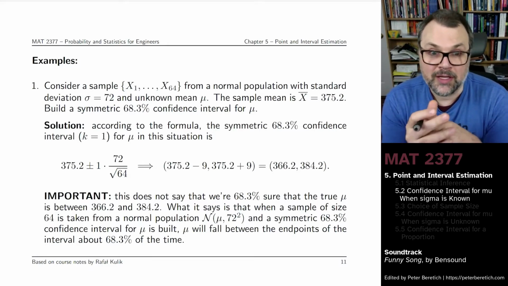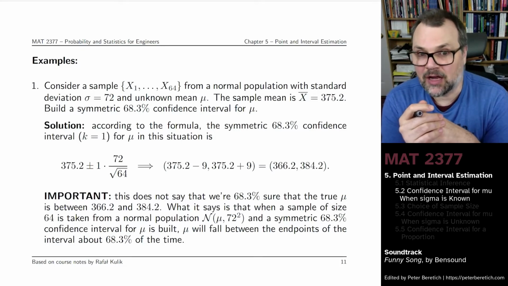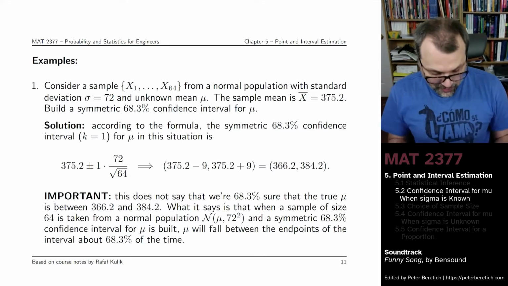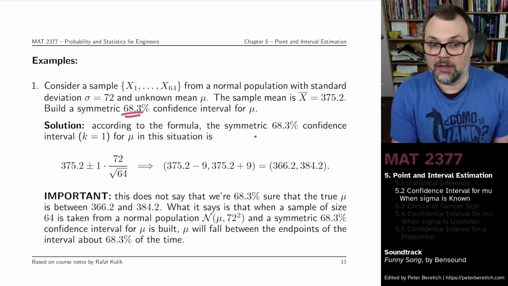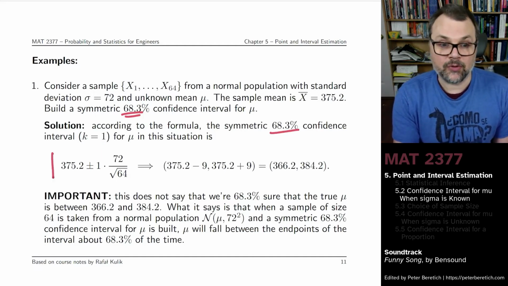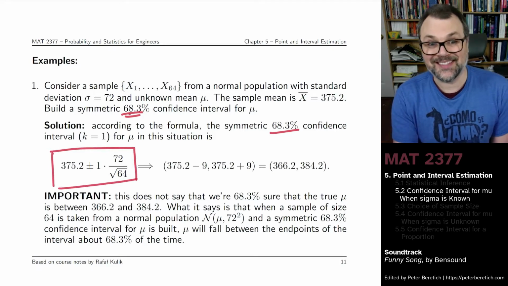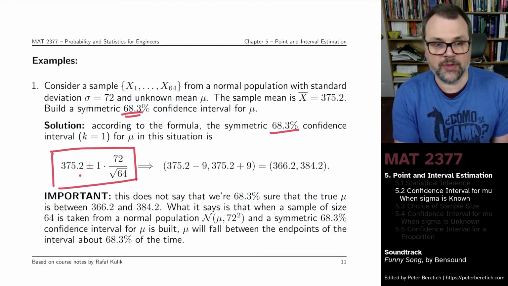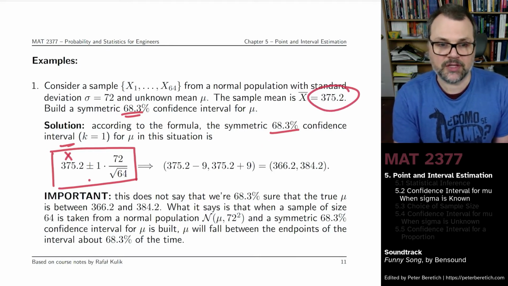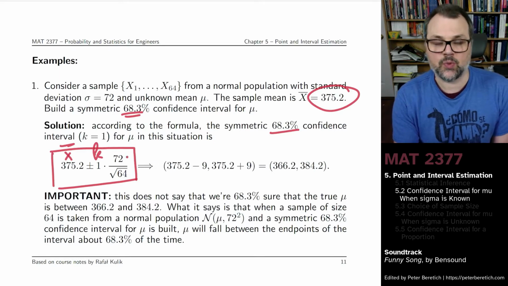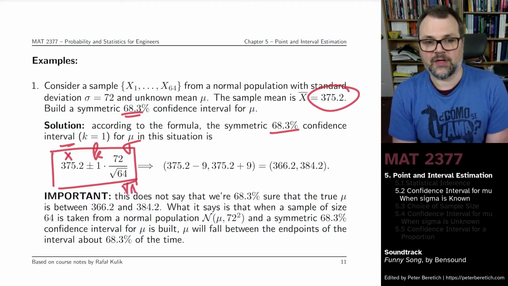So if I'm asking you to build a symmetric 68.3% confidence interval for mu, you just need to find the k that corresponds to this confidence level. Well, the k that corresponds to 68.3% is 1. So then our 68.3% confidence interval for mu would be the estimate x bar, which was 375.2, plus or minus k, which in this case is 1, times the standard deviation, which is known, 72, over the square root of the number of observations n.